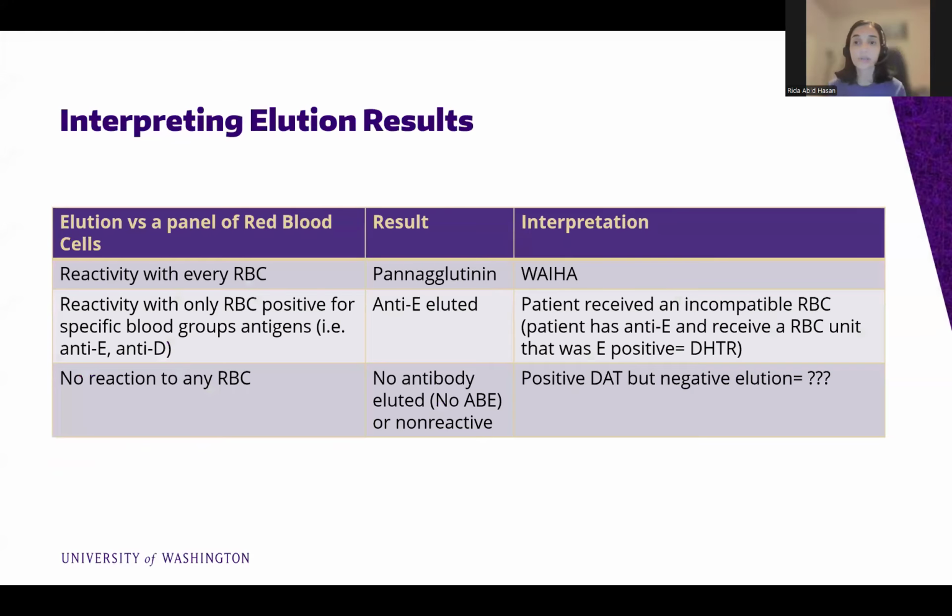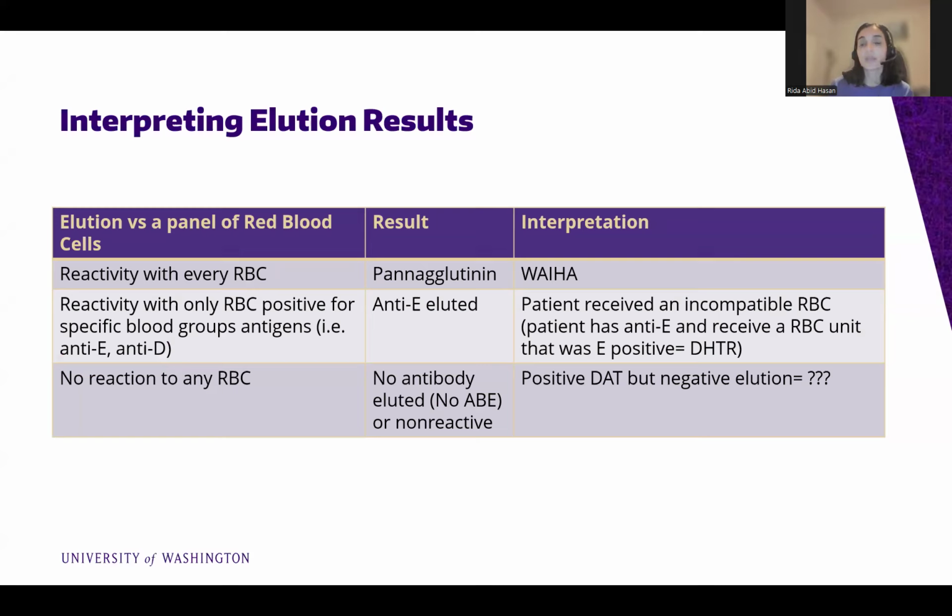So how do you interpret an elution result? If we see that the antibody we eluted is reacting against every reagent cell, then we think, oh, this is a panagglutinin, meaning that it's reacting to a high incidence antigen that almost everyone expresses. So this is pretty consistent with a warm autoimmune hemolytic anemia.